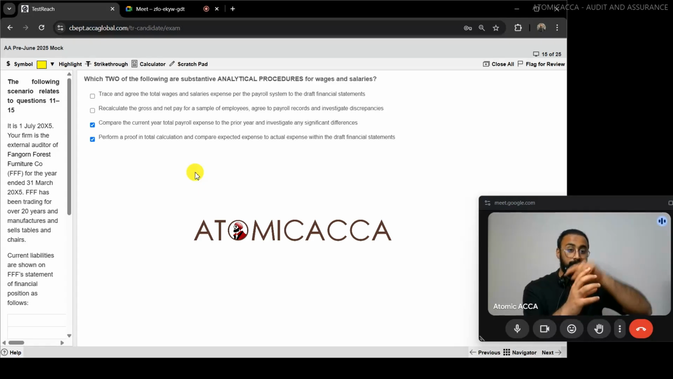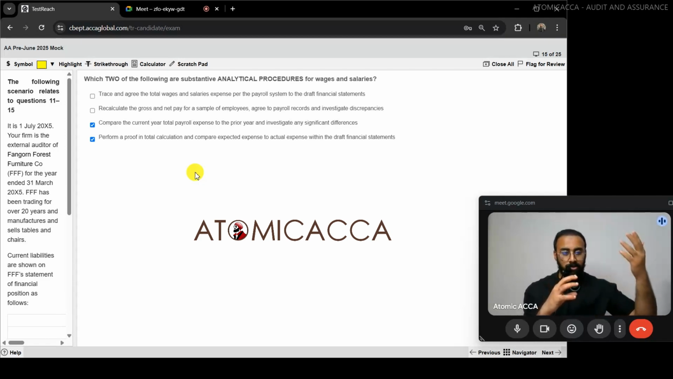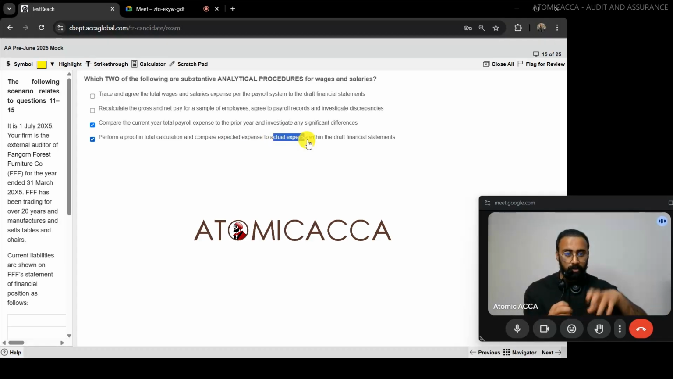Then we will look at the actual expense. How much was the salary? Then we will see how much is the difference between these two to get some idea if it has increased beyond some normal levels, or if it has decreased beyond some normal levels. So this is called proof in total calculation, comparing the expected expense and the actual expense that happened. So again, you're doing a comparison between two similar records. So this is an analytical procedure, and that is the answer for question number 15.